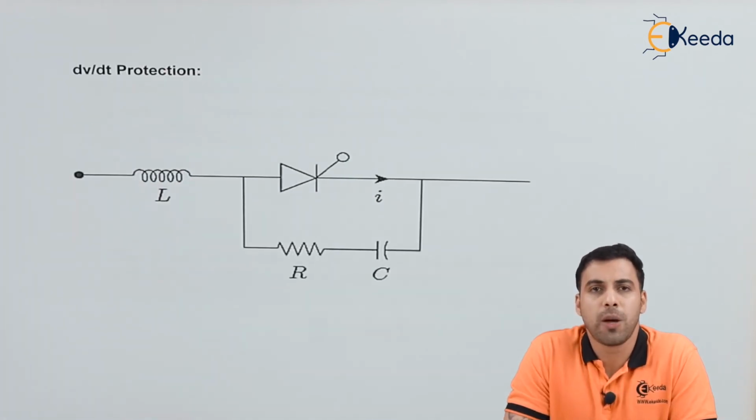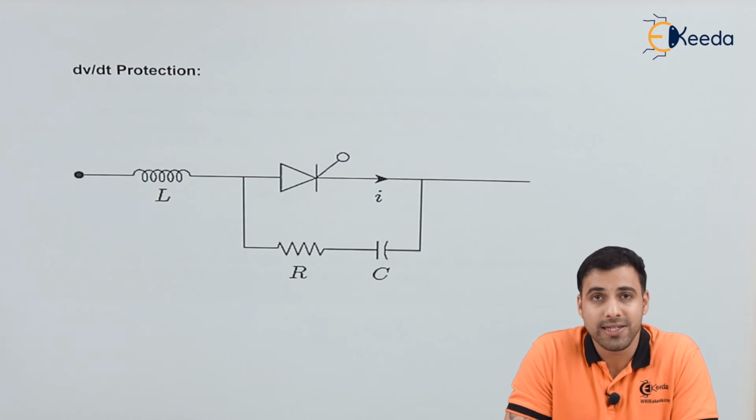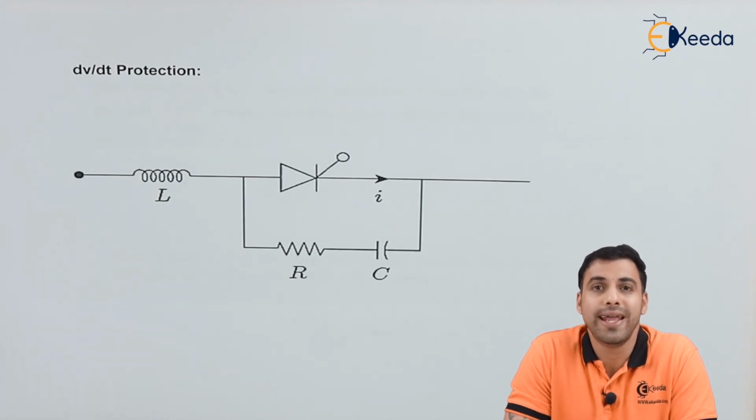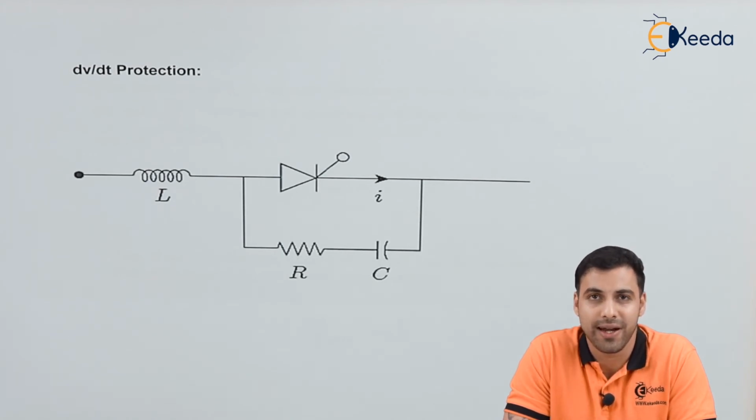Now friends, let's talk about what is dV by dt protection. So we can easily protect the thyristor circuit using a di by dt protection circuit, or an inductor in series, so that it restricts the sudden change of electric current.